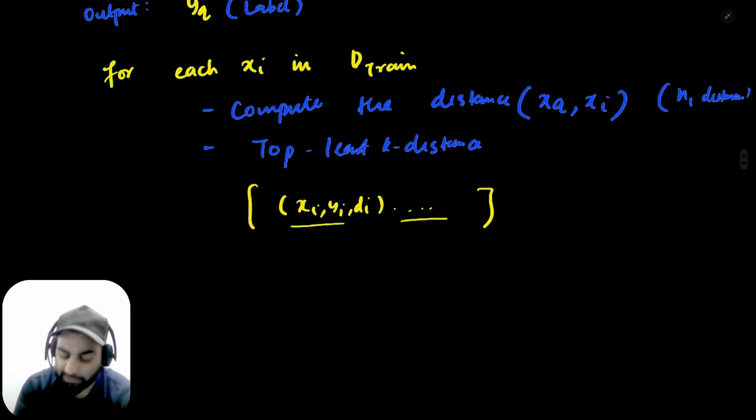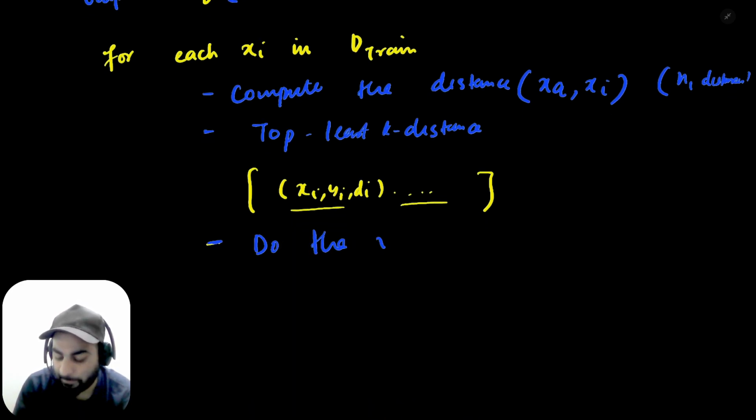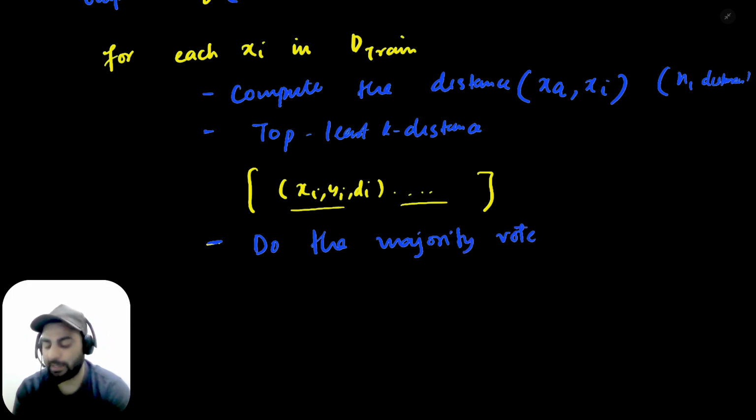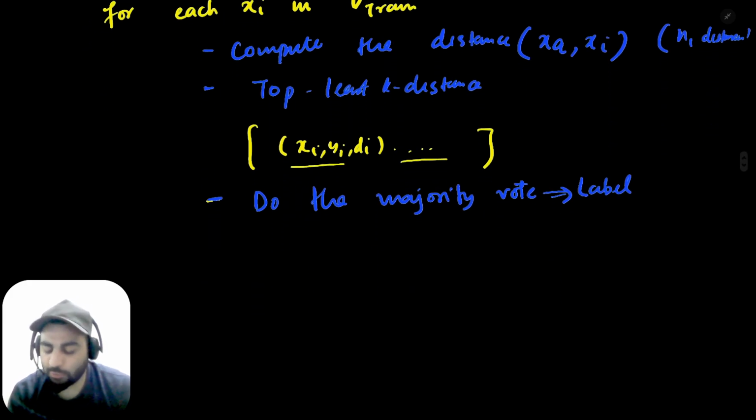And then the next step will be to do the majority vote. When you do the majority vote, here you will get the label. This will be the output. Is the algorithm clear? Tell me, is the algorithm clear? Yes, sir. Okay.